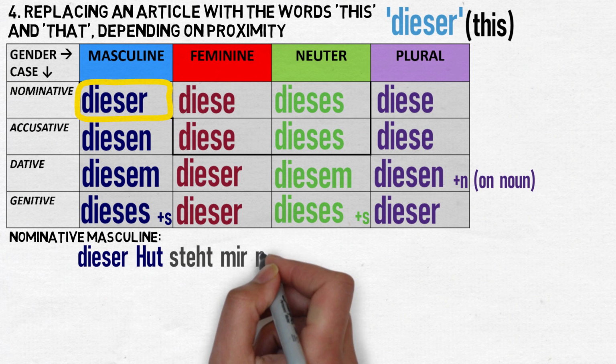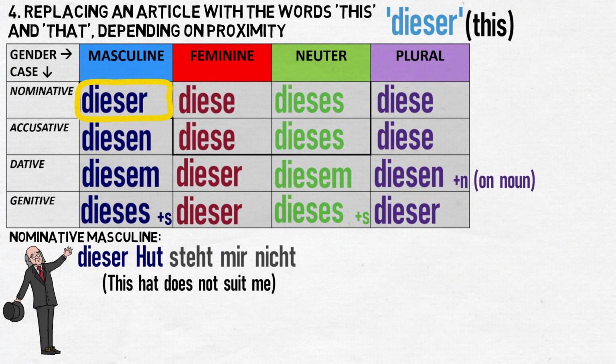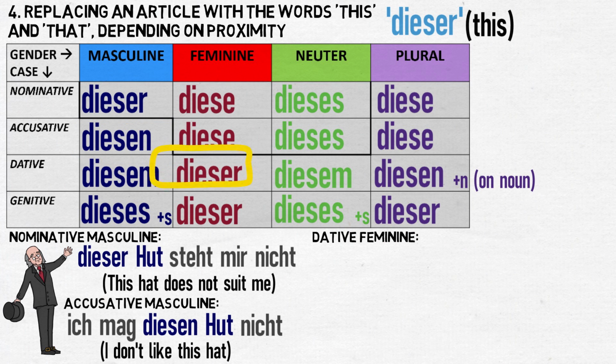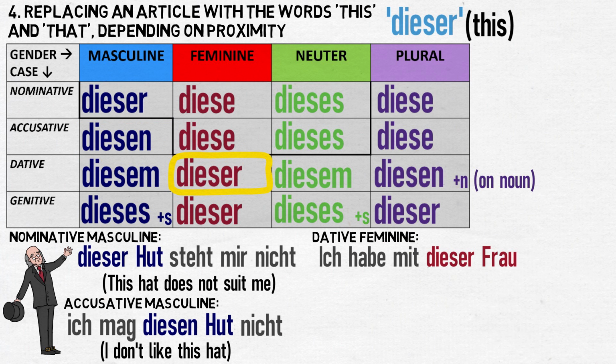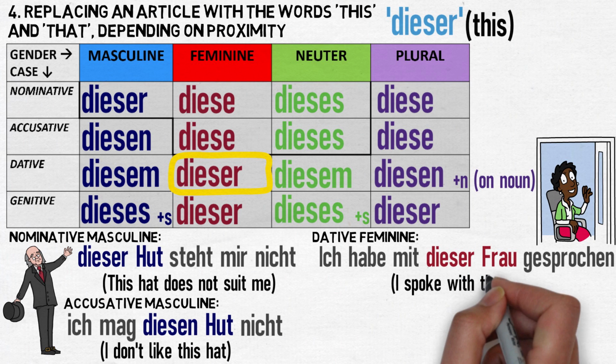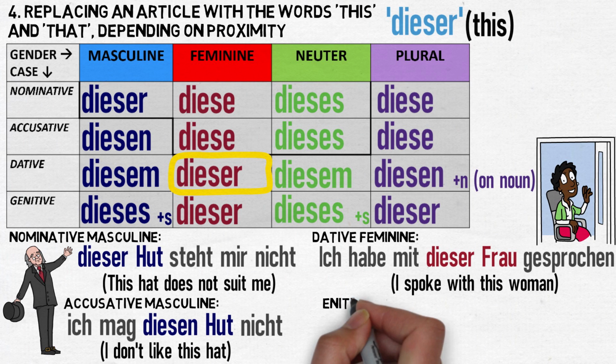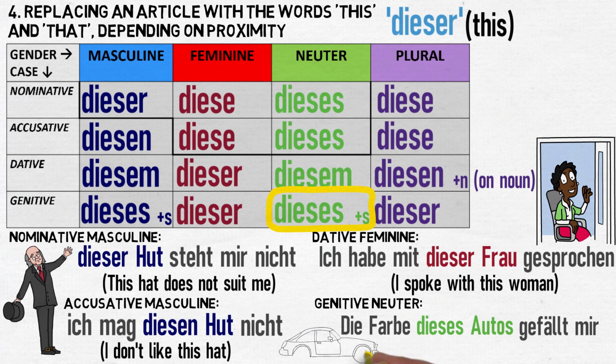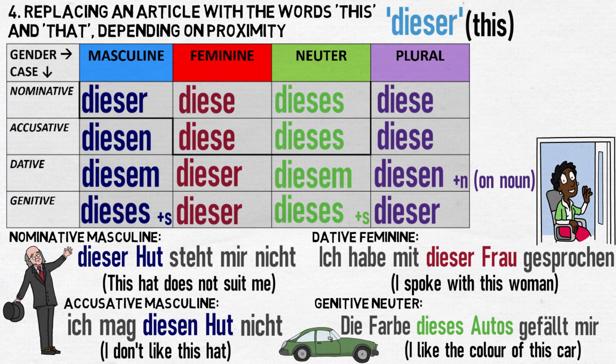For example, nominative masculine. Dieser Hut steht mir nicht. This hat does not suit me. Accusative masculine. Ich mag diesen Hut nicht. I don't like this hat. Dative feminine. Ich habe mit dieser Frau gesprochen. I spoke with this woman. Genitive neuter. Die Farbe dieses Autos gefällt mir. The colour of this car pleases me. Or I like the colour of this car.